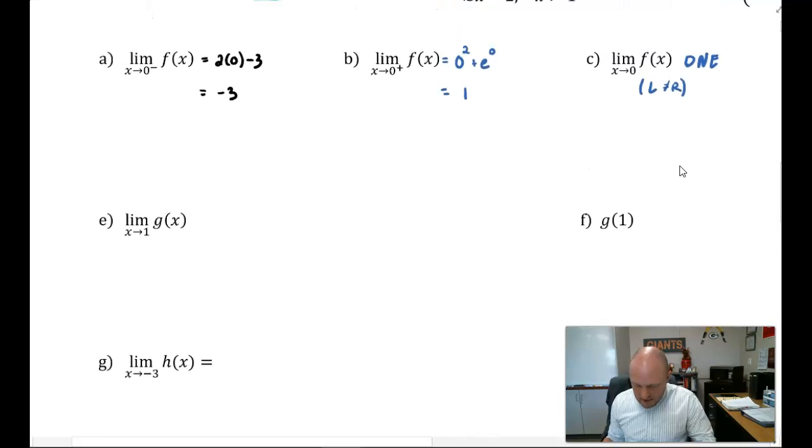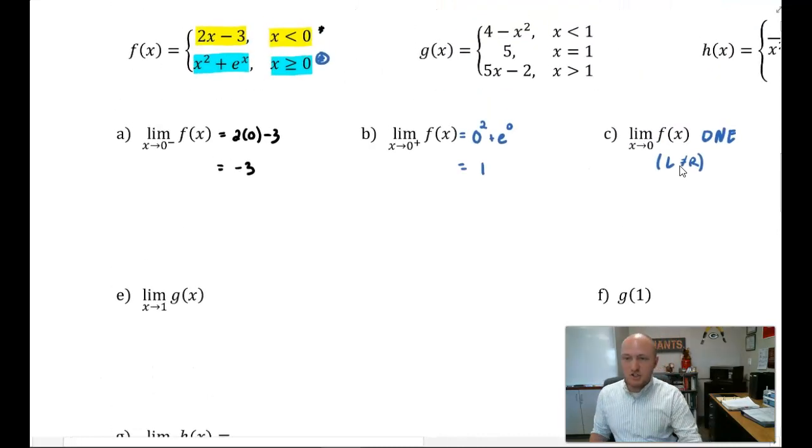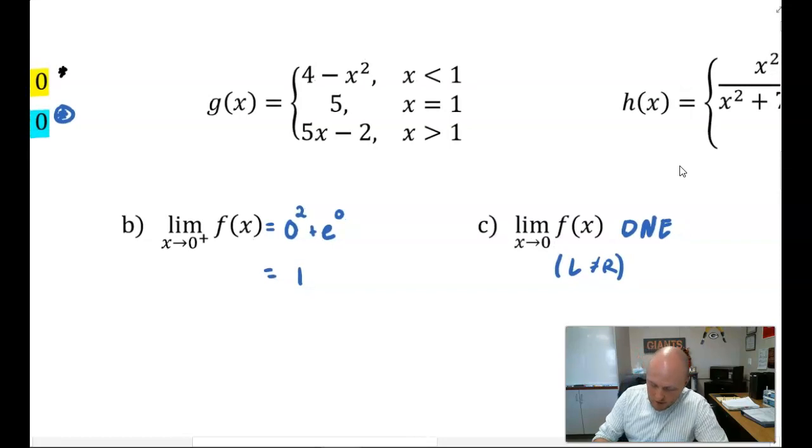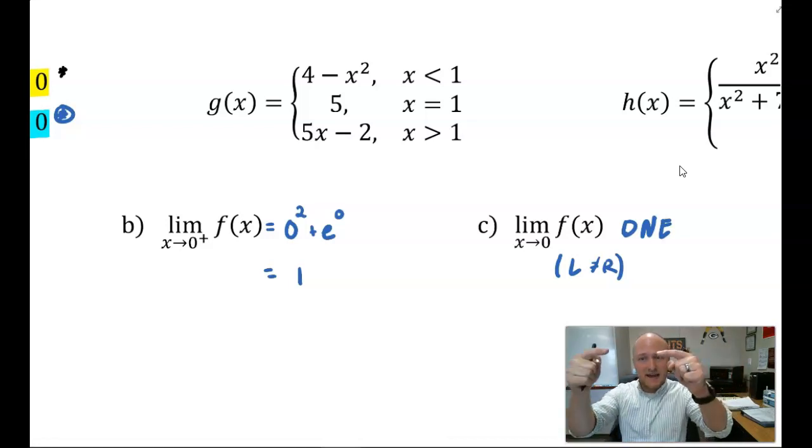Okay, E, I'm going to go ahead and use g of x. So the limit of g of x as x approaches 1. Well, if you take a look at this function, notice it's broken up at 1. For less than 1, I use the top function. For greater than 1, I use the bottom function. And then they have a third function in the middle that's specifically at 1. Remember, for limits, I don't really care what happens at 1. I just care about from the left and the right. Do the left and the right meet?